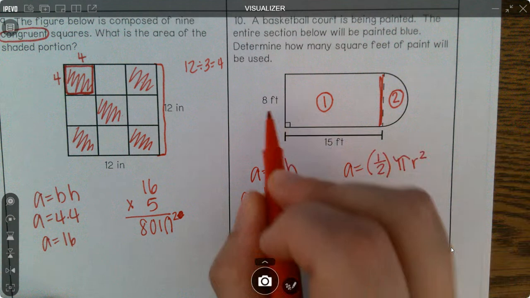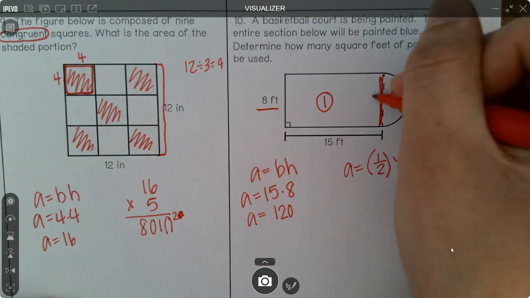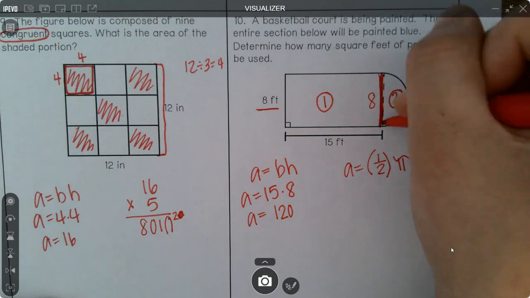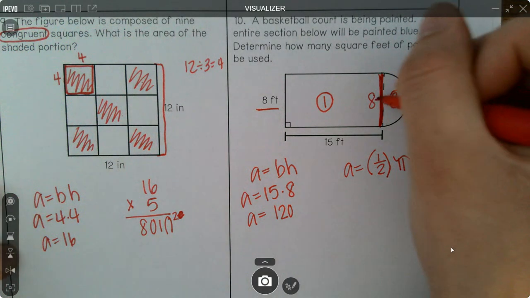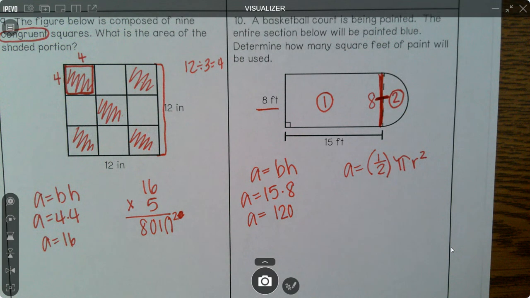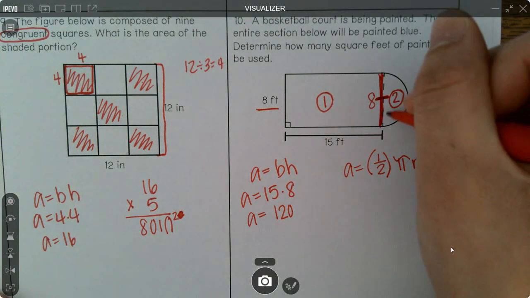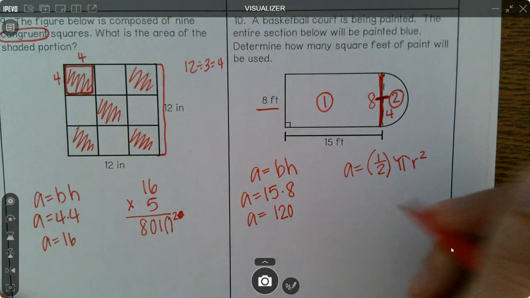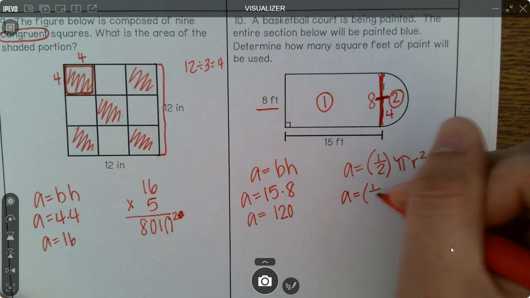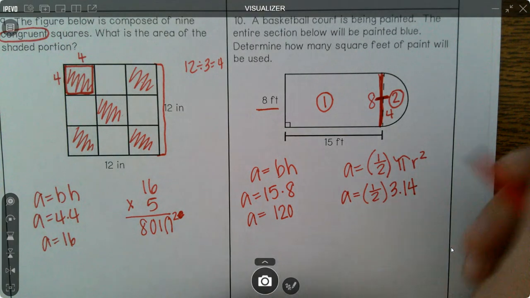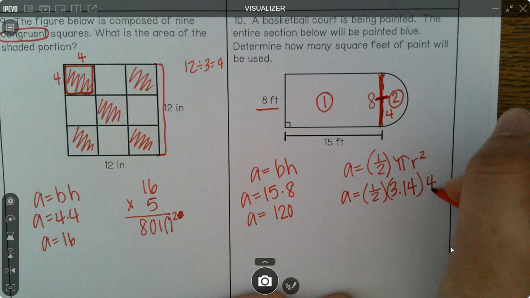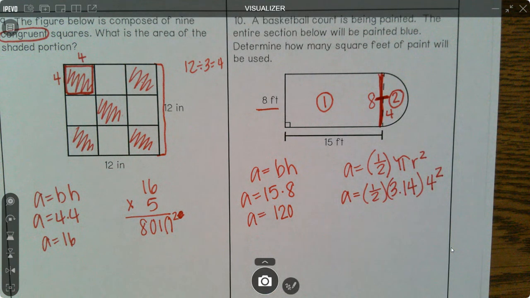Now when I look at this, 8 feet represents the height of the whole side. Is 8 representing the diameter or the radius here? 8 is actually representing the diameter because it's the full length. If I wanted to just take half to find the radius, then I would have a radius of what? I'm going to have a radius of 4. So when I plug in my values, I have 1/2 times 3.14 times my radius of 4 squared, yes? All right, go ahead and solve that out.